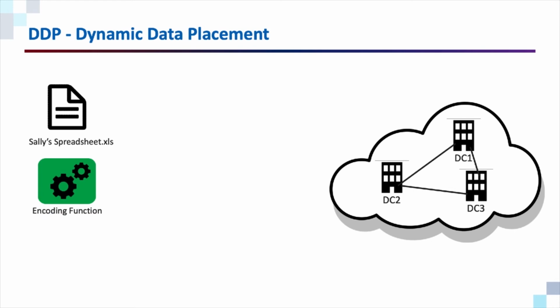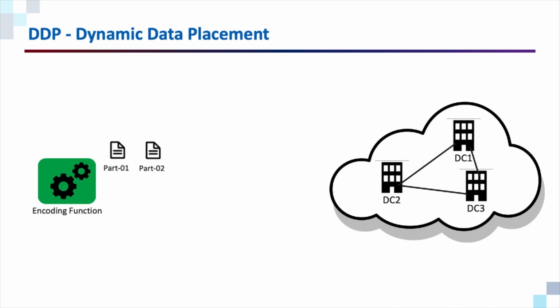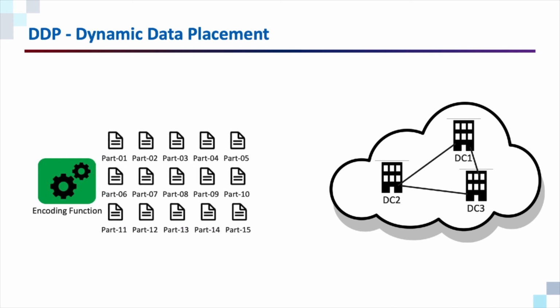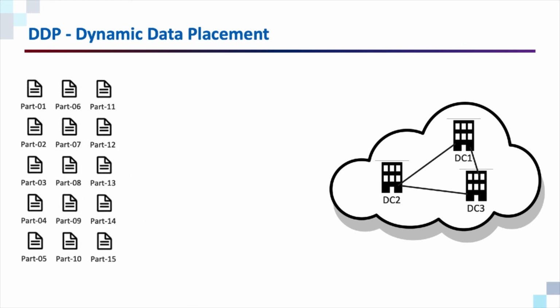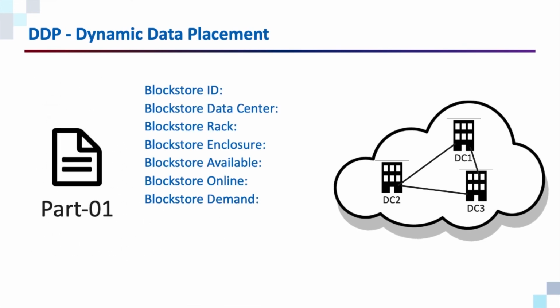In this case, we have a distributed object storage system across 3 data centers. And Sally wants to put her spreadsheet in there. Well, the first thing we have to do is erasure encode that file. And like the previous example, we get 15 parts. Well, how do we place those parts? Let's just take a look at one of the parts and see how it works.